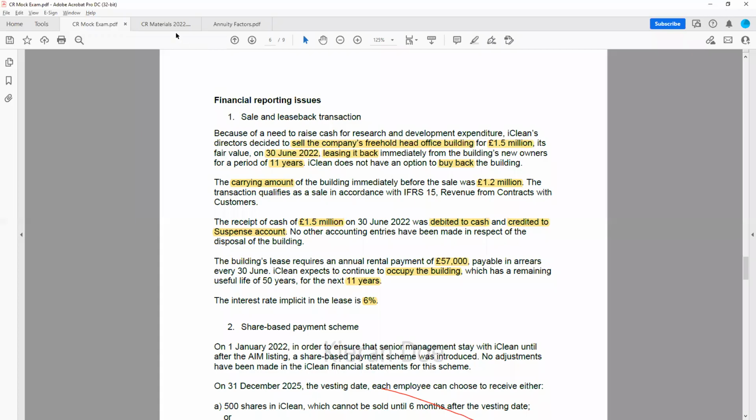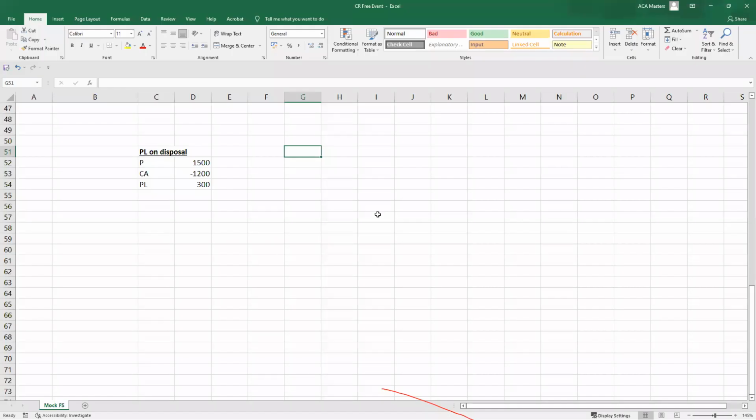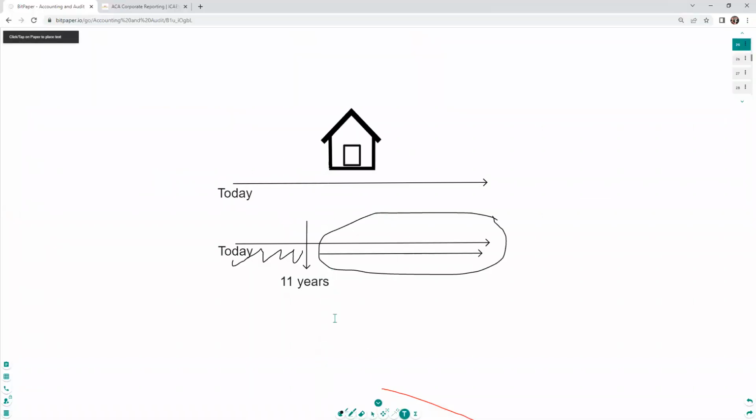Now, what we need to work out is what part of the asset they have disposed of, so you can work out the value that they've retained. So you could say, part disposed of, by simply looking at the present value of the lease payments over the fair value of the asset. What we're saying here is this asset in total is worth 1.5 million. They've retained this bit and they have disposed of this bit, and we're trying to work out what portion of this they have disposed of.